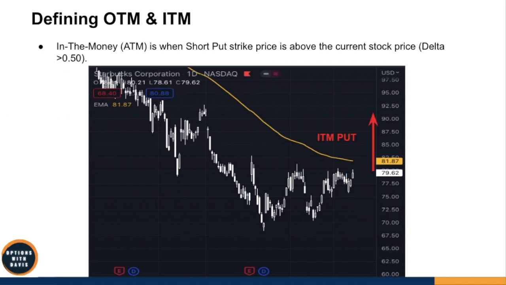Now what about in the money? In the money put options are basically the opposite. They are anything that is above the current stock price of 79.62. So in this case it will be 82.5, 85, and your delta is above 0.5. All right, so very simple enough.